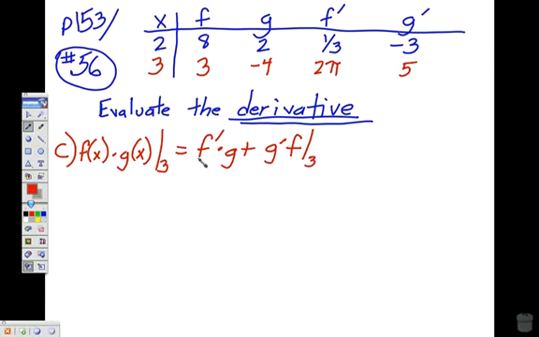So it's f prime. We're using the red numbers here. Everything in red is at x equals 3. F prime is 2 pi, times g is -4, plus g prime, that's 5, times f, that's 3.